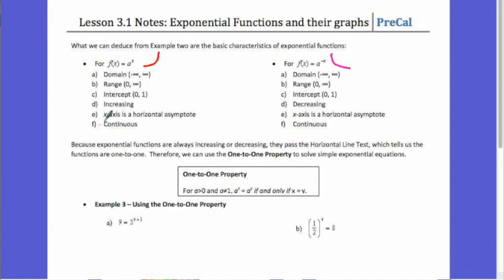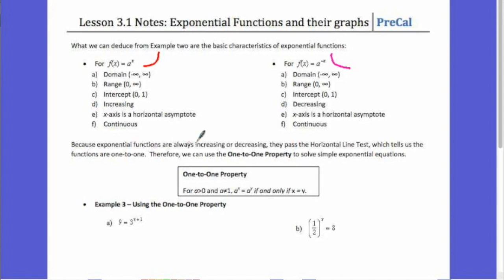Okay, they're all going to be continuous. In other words, there's no holes or breaks or anything like that. I can draw the entire function without picking my pencil up. For both, we have a horizontal asymptote at the x-axis. You guys can kind of go through the rest of that information. That's just basic function information, just like we did with our other parent functions.